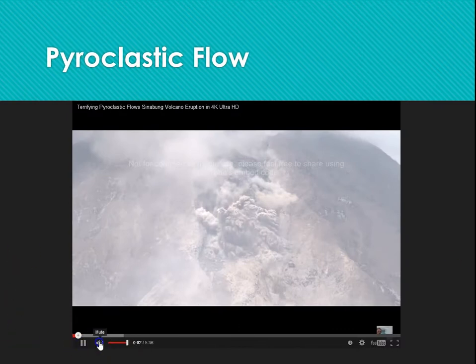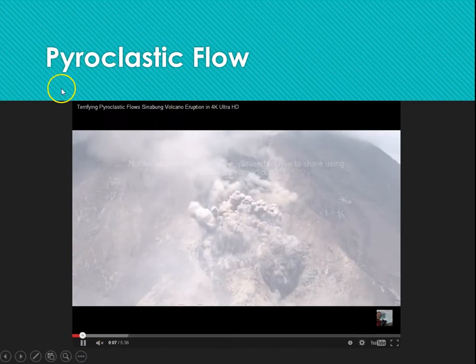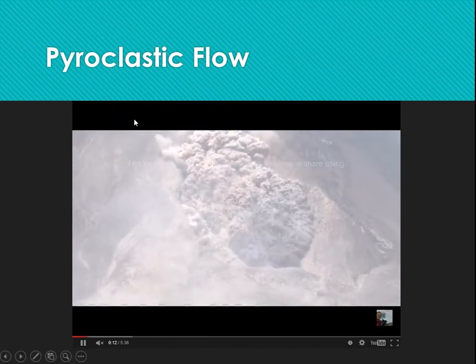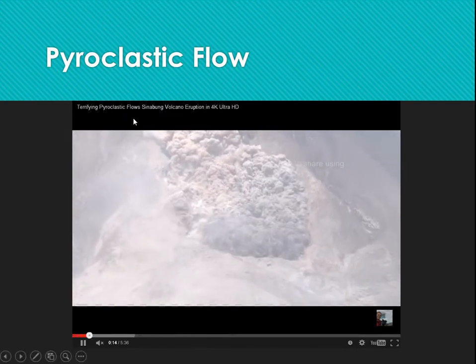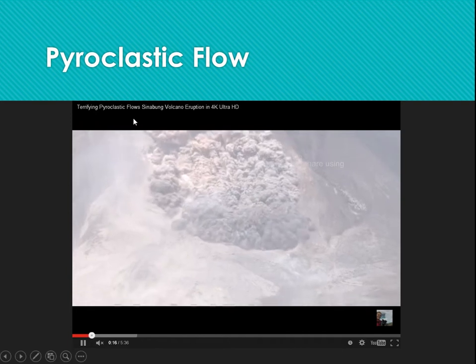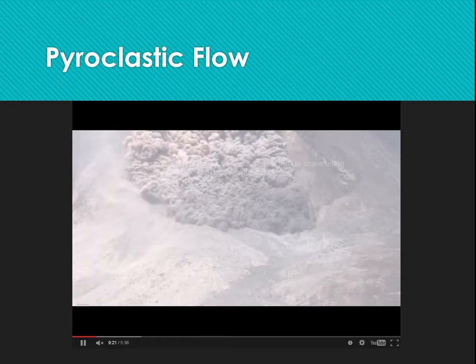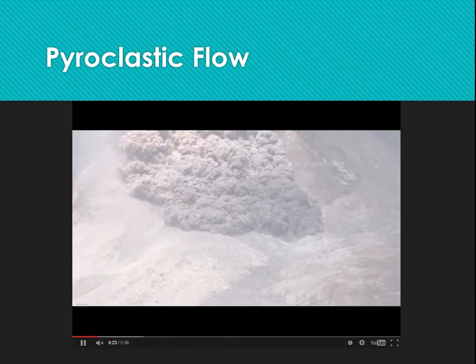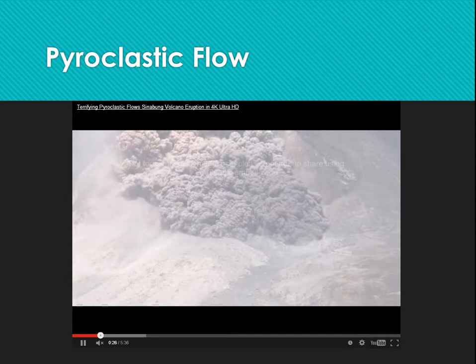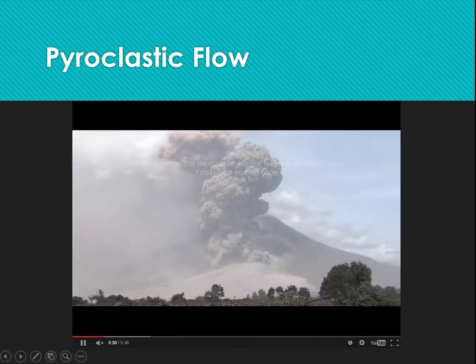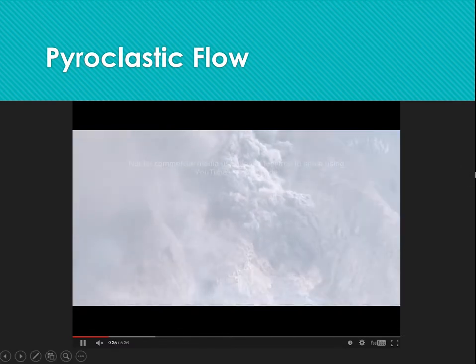Here, I'm going to play this video and I'll keep talking for you. So this is a pyroclastic flow on Sinabung. This is in Indonesia. You can see these lovely fluffy white clouds coming down. So this is a mixture of ash and gas and rock, and it's moving very fast. Depending on how the eruption happens, these can move up to 150 miles an hour, which means you're not going to outrun them. They're also very hot.